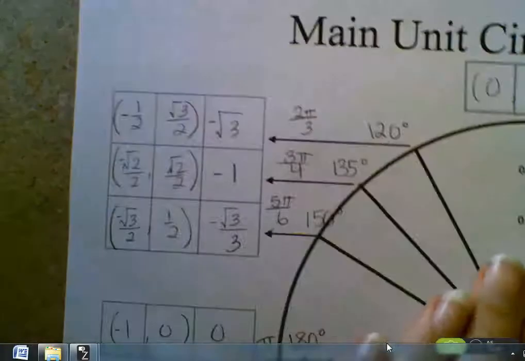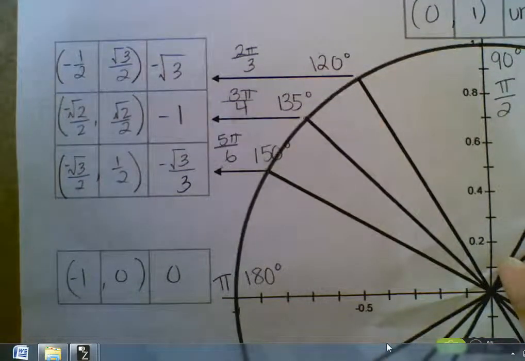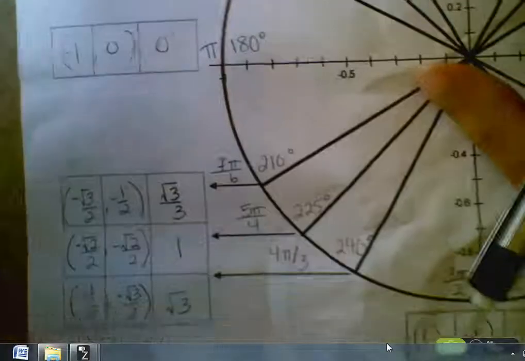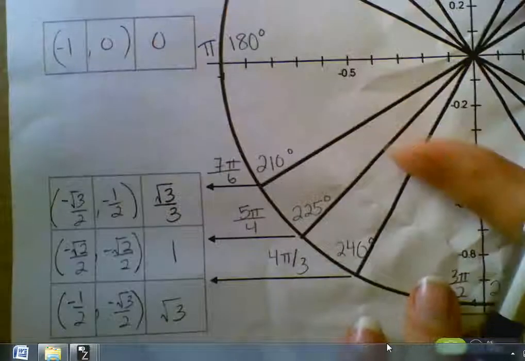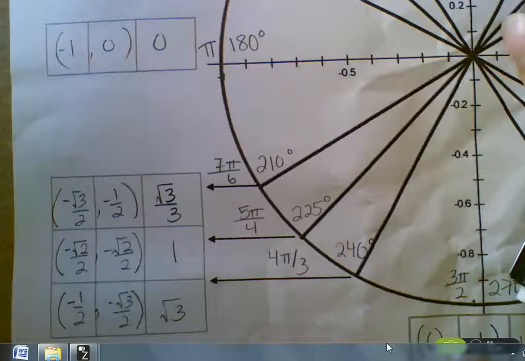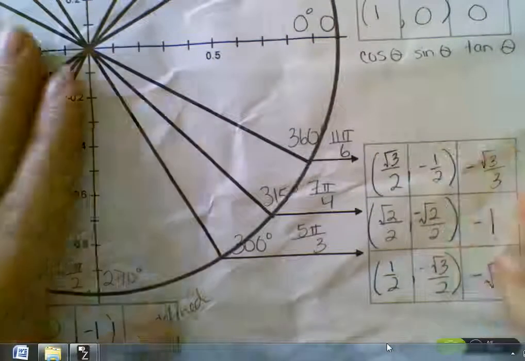Alright, so for quadrant 2, that's what it should look like. You can pause again if you want to check your work. For quadrant 3, this is what quadrant 3 should look like. Okay, check your work, make sure it's correct. And for quadrant 4, this should be what it looks like.